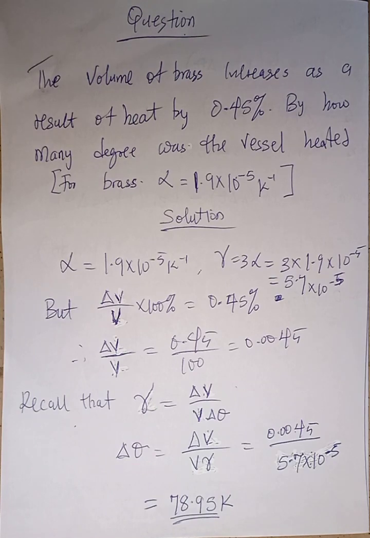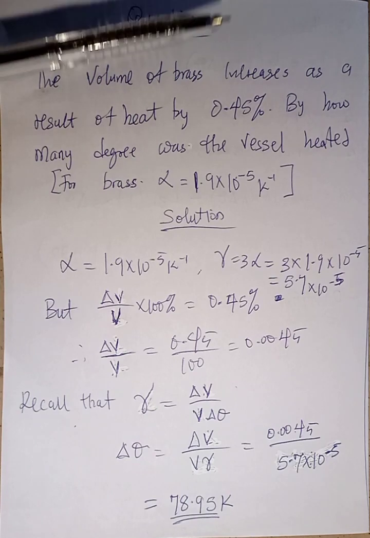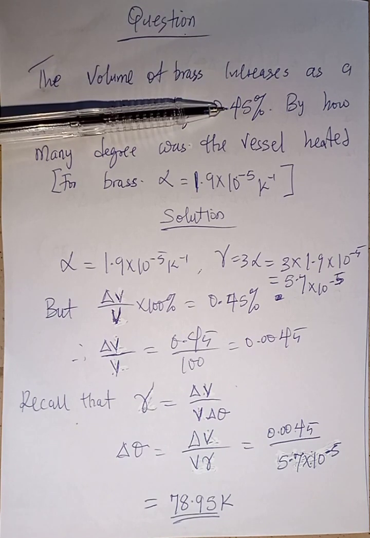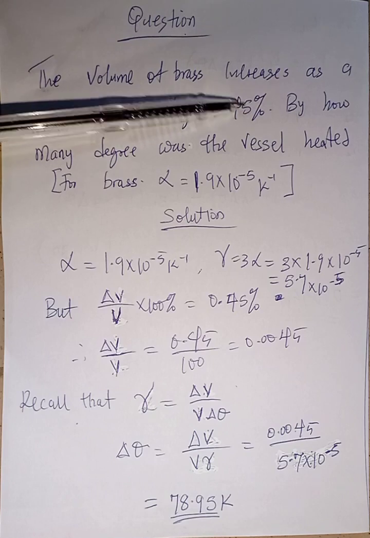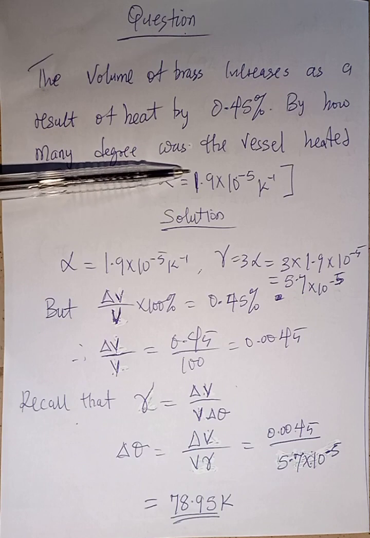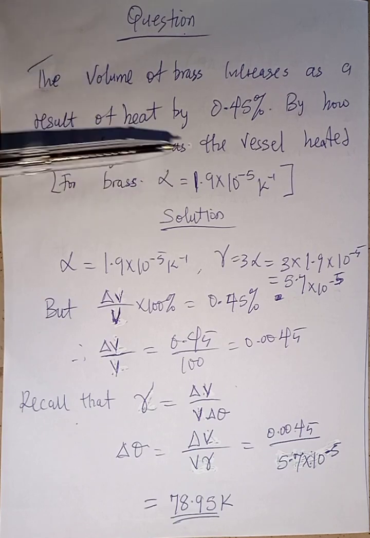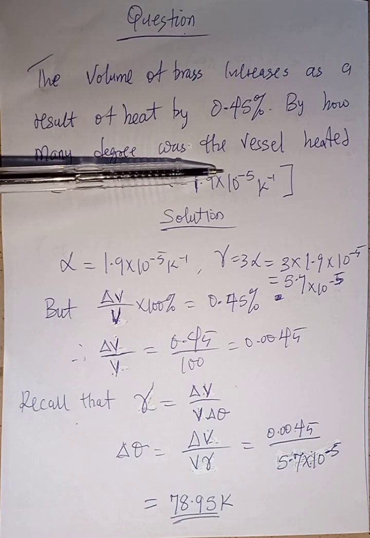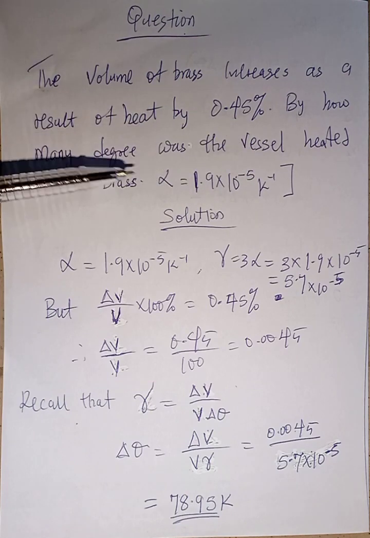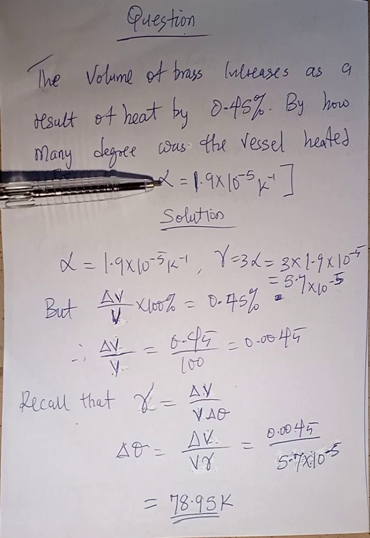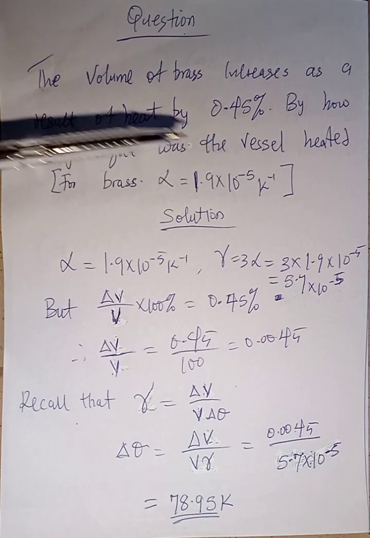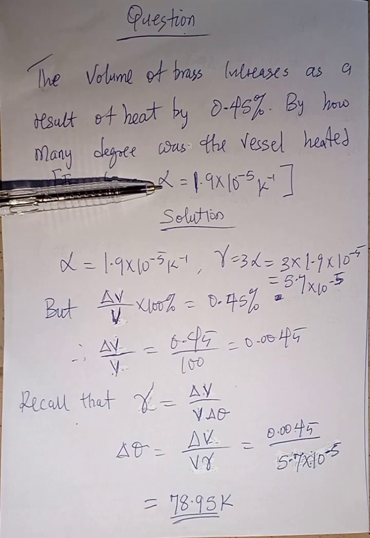How much temperature did you add to this brass for it to increase by such a percentage, 0.45%? Now they said take the alpha for brass to be 1.9 times 10 to the power minus 5 per Kelvin. Now listen to this. This alpha for brass can also be 2.0 times 10 to the power minus 5 per Kelvin approximately. Now, what is the meaning of alpha?